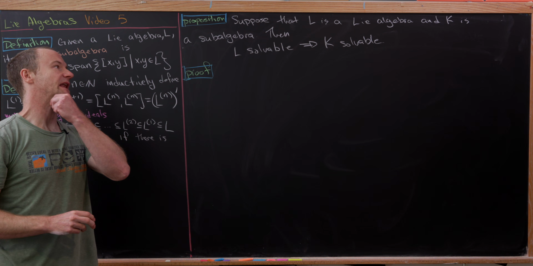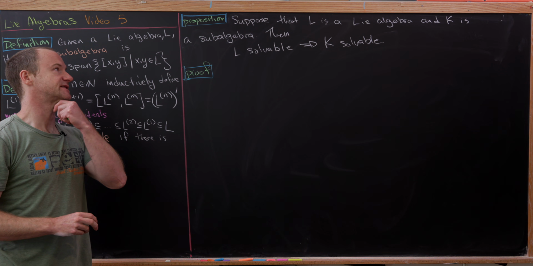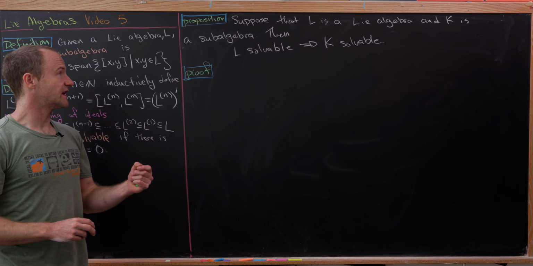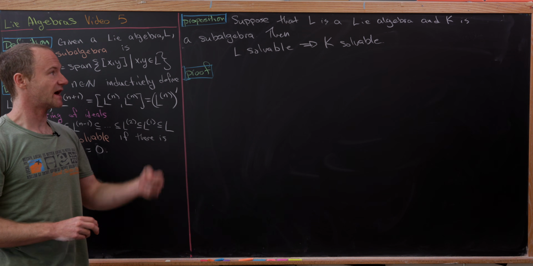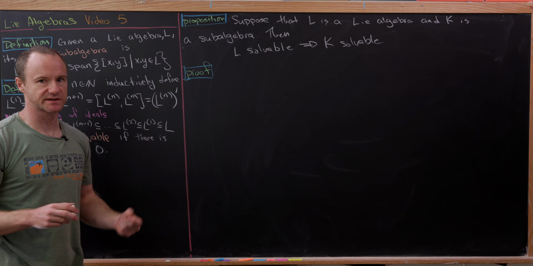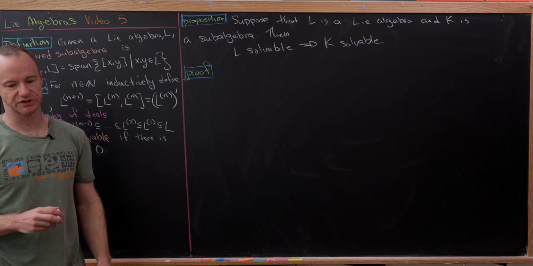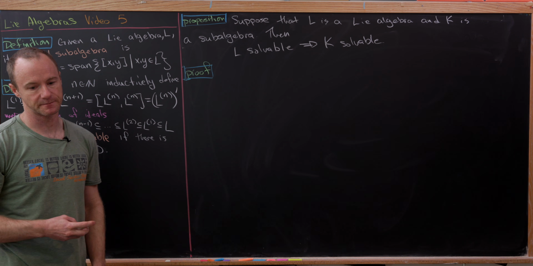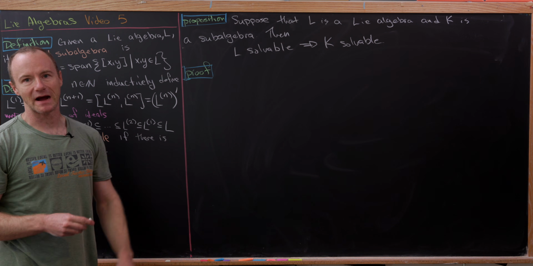So let's suppose that L is a Lie algebra and K is a subalgebra. Then L solvable implies K solvable. So if L is a solvable Lie algebra, then K is also a solvable Lie algebra. Okay, well, how might we do this?